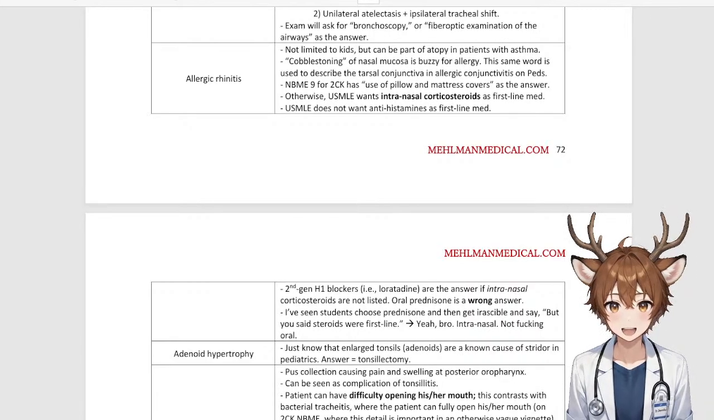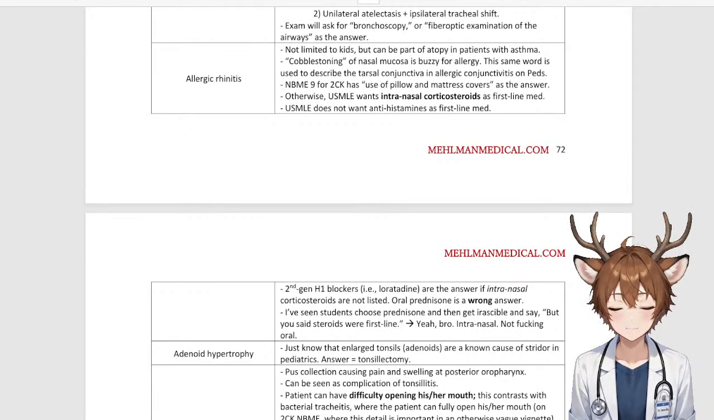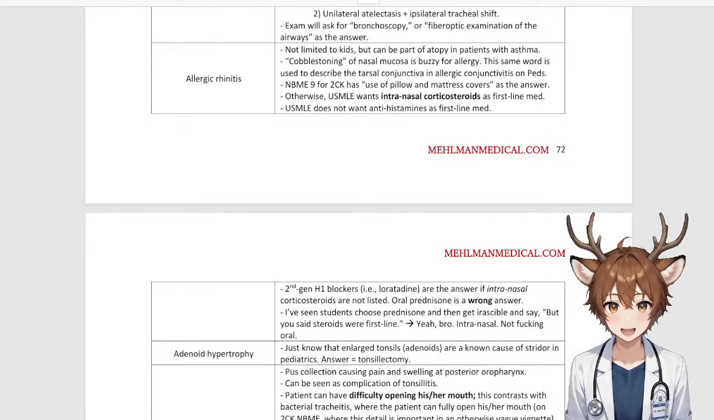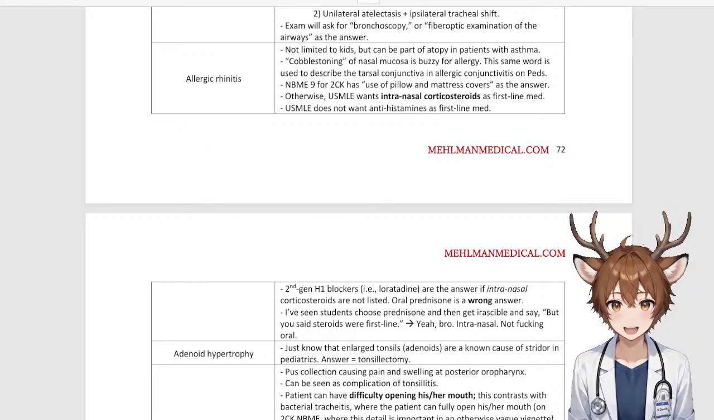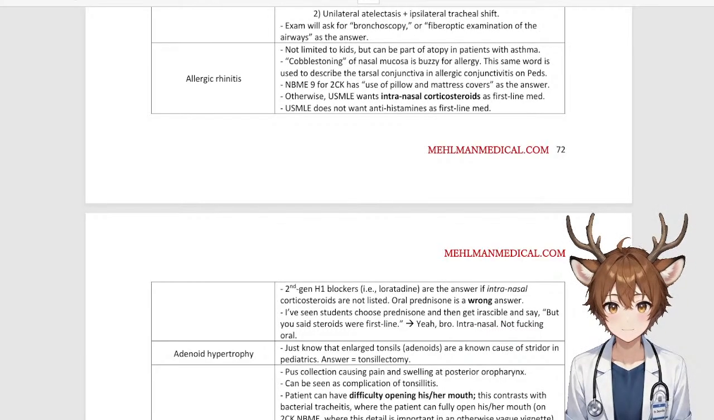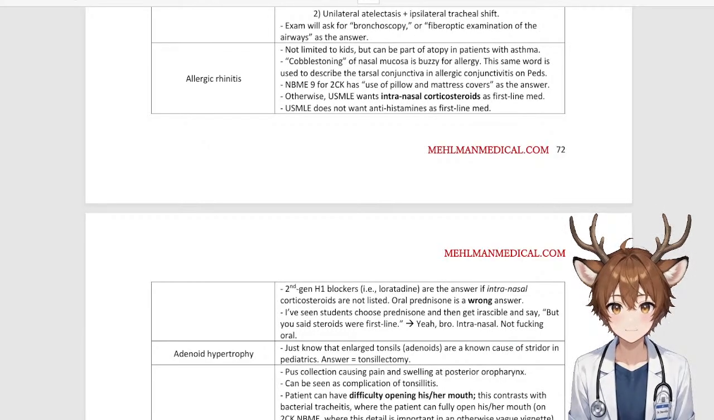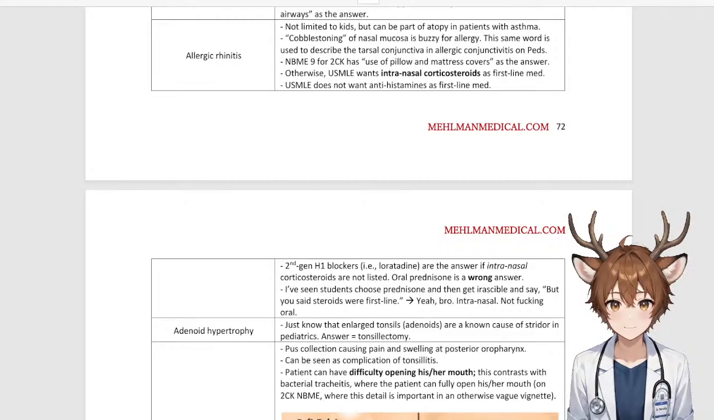I've seen students choose prednisone and then get irascible and say, but you said steroids were first line. Yeah, bro, intranasal, not oral. So intranasal corticosteroids.